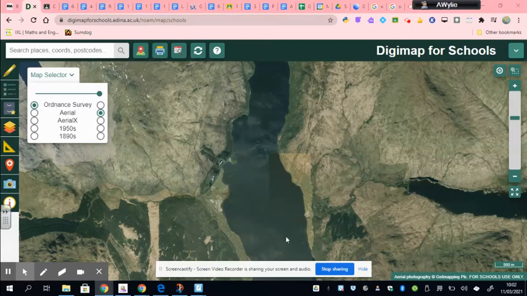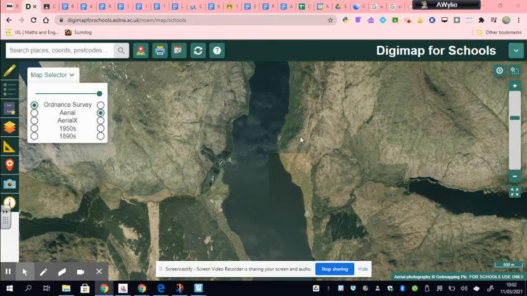Okay, in this tutorial, we're going to look at how you can use both aerial photographs and Ordnance Survey maps to better understand a landscape. This is also a key skill in geography where you use an Ordnance Survey map to identify key features that are highlighted on an aerial photograph.